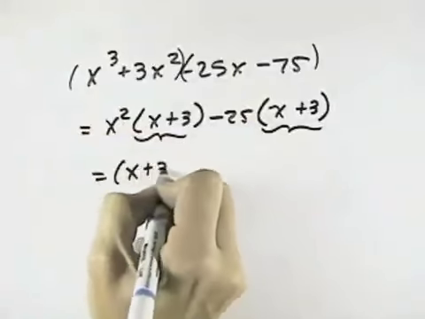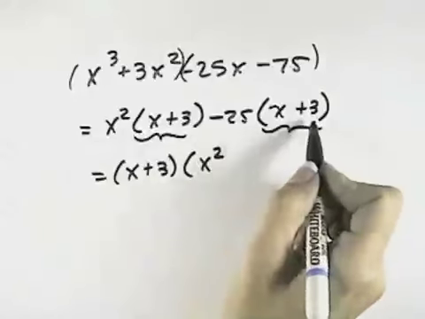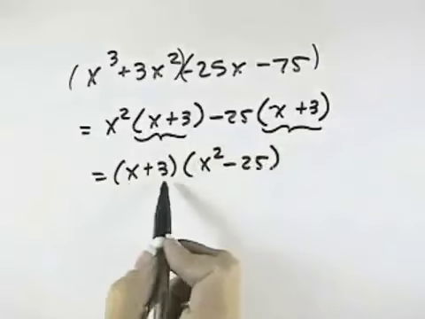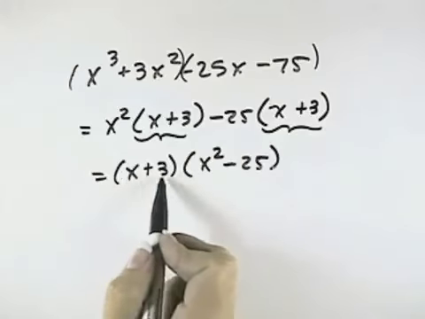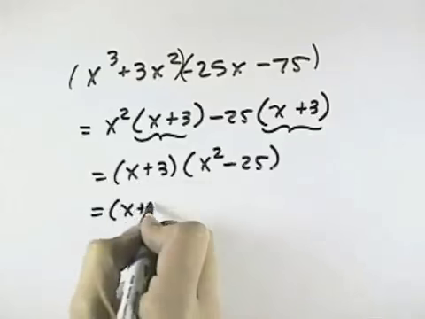So if I divide out the x plus 3 from the first term, I'm left with x squared. If I divide out the x plus 3 from the second term, I'm left with minus 25. Now the first factor has two terms. They're not squares or cubes, so I can't factor it any further. So we'll leave the first factor.